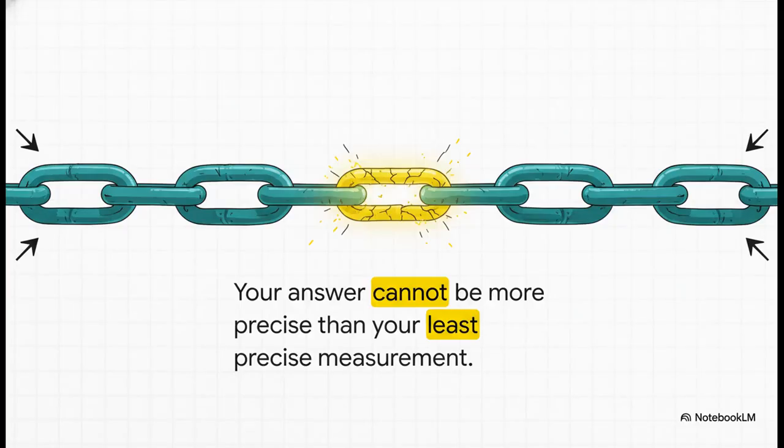And here it is. This is the golden rule of doing calculations in science. You have to remember this. Think of it like a chain. A chain is only as strong as its weakest link. In the same way, you can't magically create precision in a calculation. Your final answer can only be as trustworthy as your least trustworthy measurement.